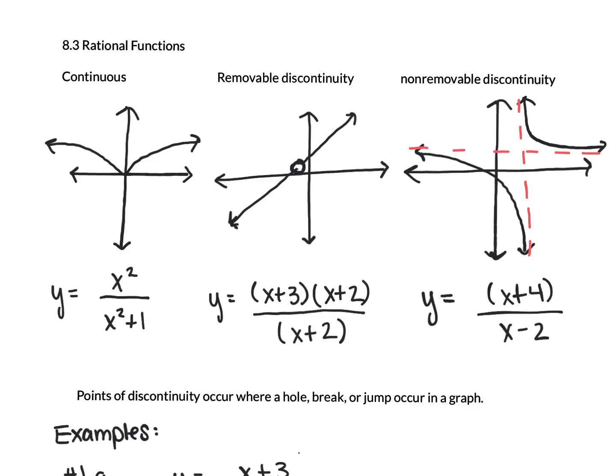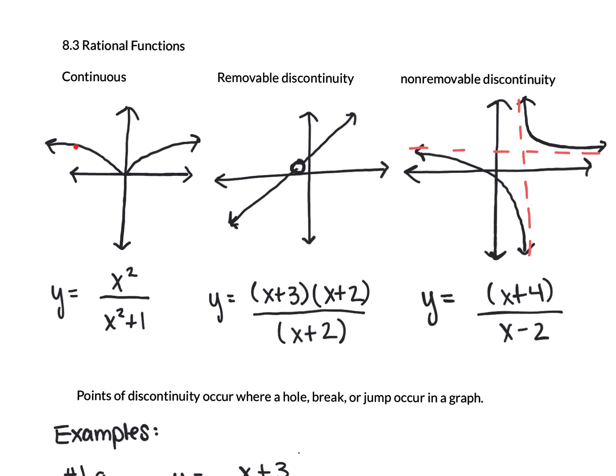All right, today we're going to be discussing 8.3 rational functions, and you'll see here at the top we have three different types of functions that we're going to talk about today. We have continuous, we have removable discontinuity, and we have non-removable discontinuity. And so we're going to talk about those in detail today.